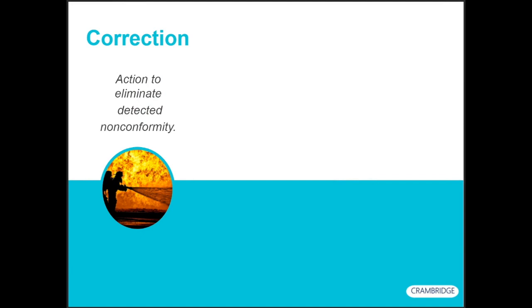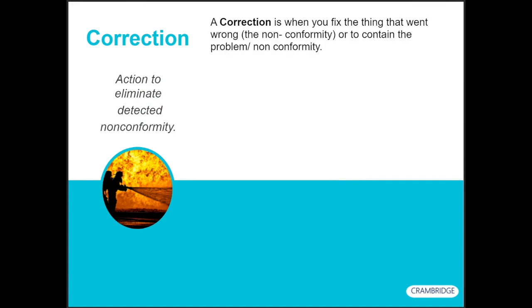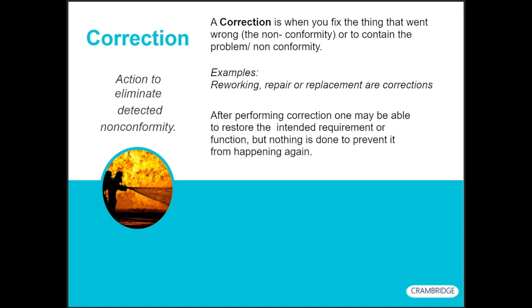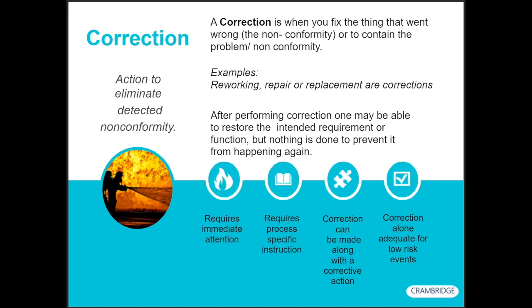A correction is when you fix the thing that went wrong, that is, fixing the nonconformity, or containing the problem from getting bigger. In simple terms, it can be considered as damage control. Correction addresses the short-term need and requires immediate attention. A correction can be made along with a corrective action. For an isolated incident with low risk to business and end user, correction of the situation may be adequate and root cause identification may not be needed.